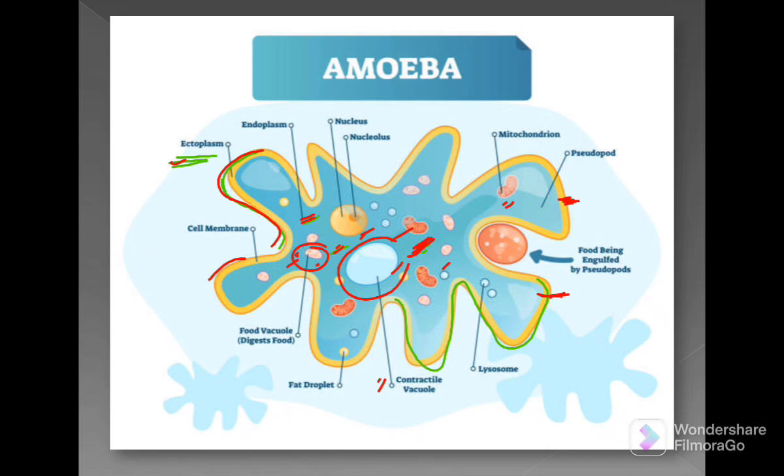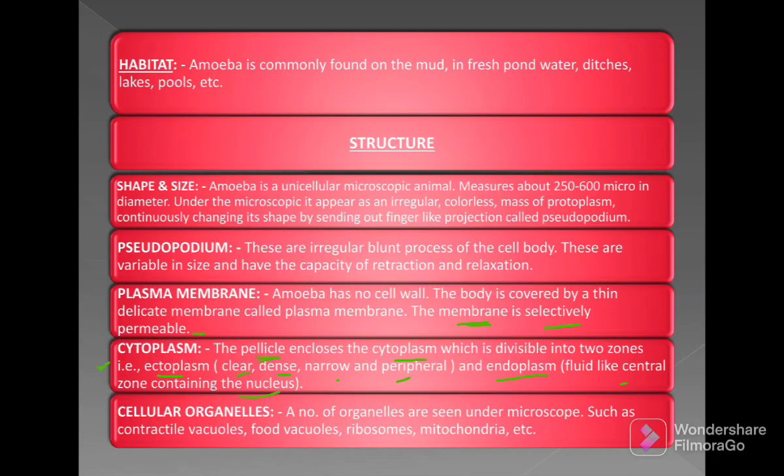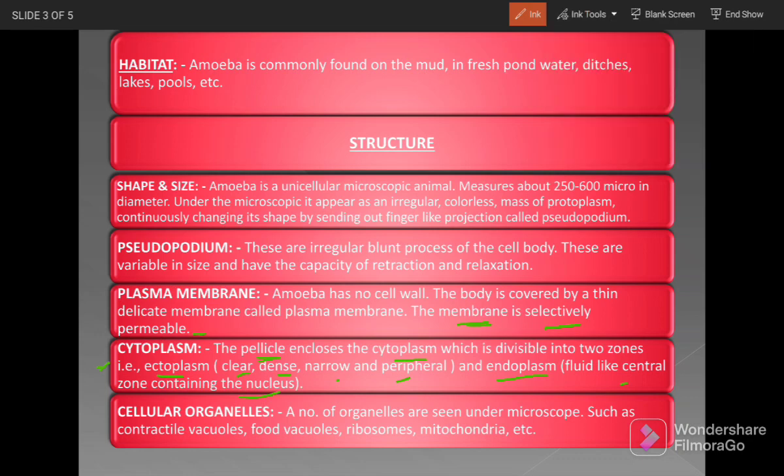Now you have understood which is the ectoplasm and which is the endoplasm. Now the last point is about the cell organelles. A number of organelles are seen under the microscope, such as contractile vacuoles, food vacuoles, ribosomes, and mitochondria. Food vacuole, you have known, takes in and contains the food when it is engulfed by the amoeba.